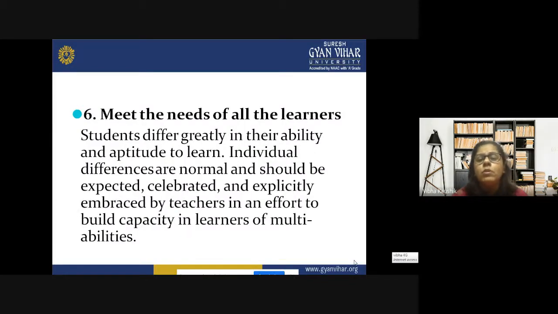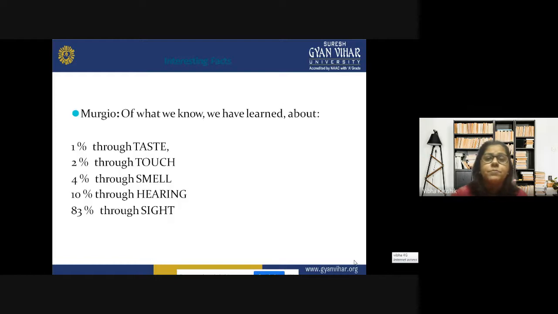Meet the needs of all learners. Students differ greatly in their ability and aptitude to learn. Means there is a difference among the learners in their ability to learn a concept and their aptitude to learn a basic concept. Individual differences are normal, means it's not a thing that we consider abnormal, and should be expected. It should be expected and celebrated that there are individual differences, and explored and embraced by teachers in an effort to build capacity in learners of multiple abilities.